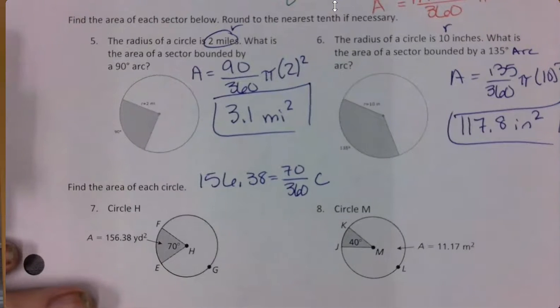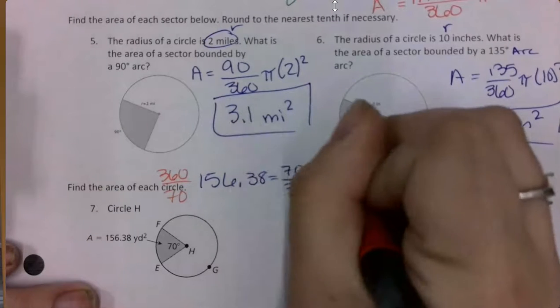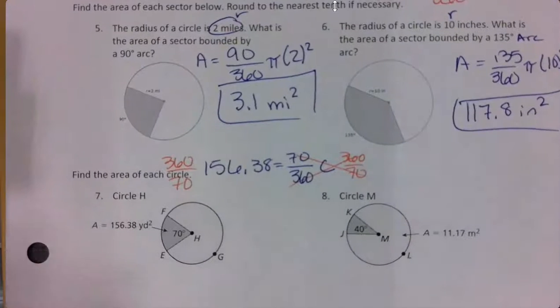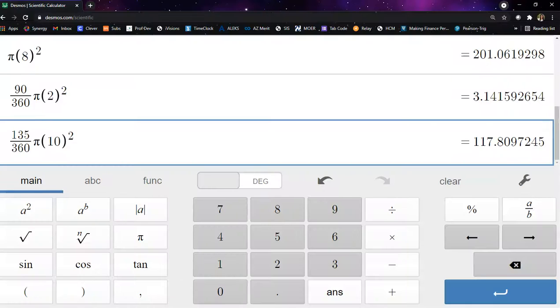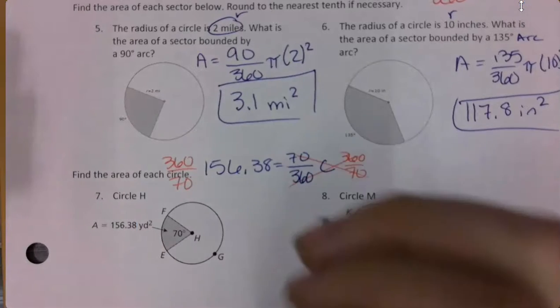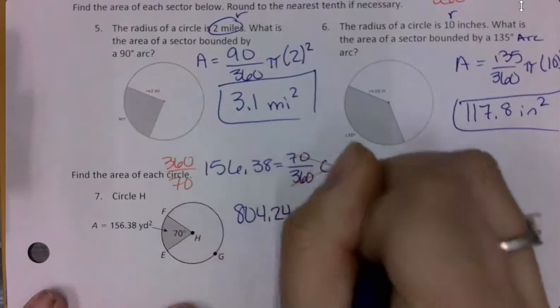I want to get C alone. So I am going to flip that fraction and multiply both sides by 360 over 70 to get rid of that fraction. It's going to cancel out. And then I can go type in the left side in decimals. So I'm going to have 360 divided by 70 times 156.38, which gets me 804.24. And this is yards squared.